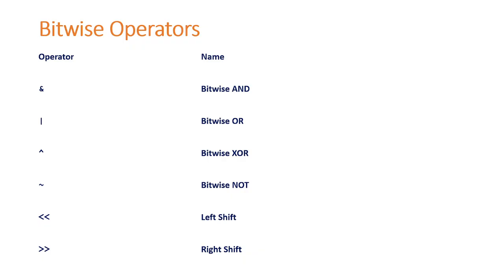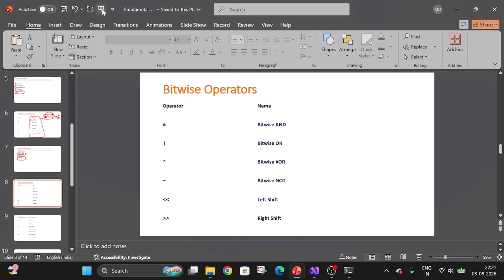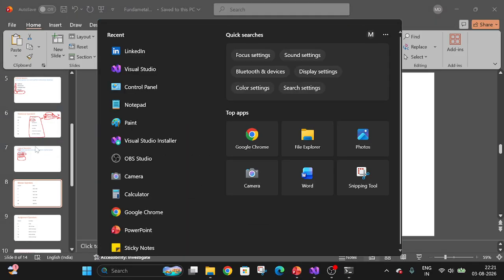Then we move into the bitwise operators. Bitwise operators are a little tricky compared to the others. Bitwise is an operator that performs operations on the binary representation of integer values. You should know binary first. I will go to the 3D view and explain here.